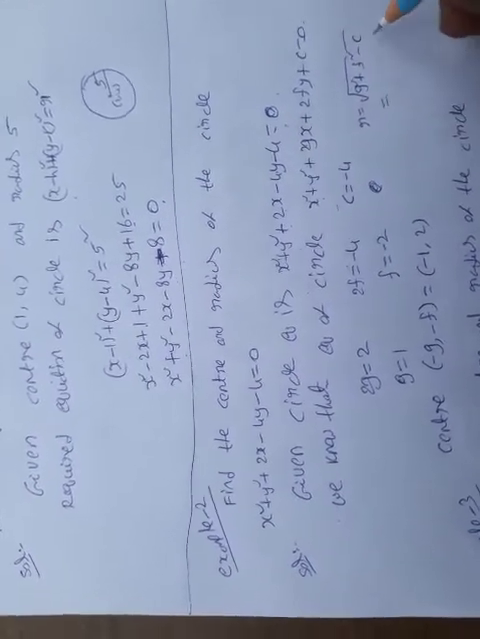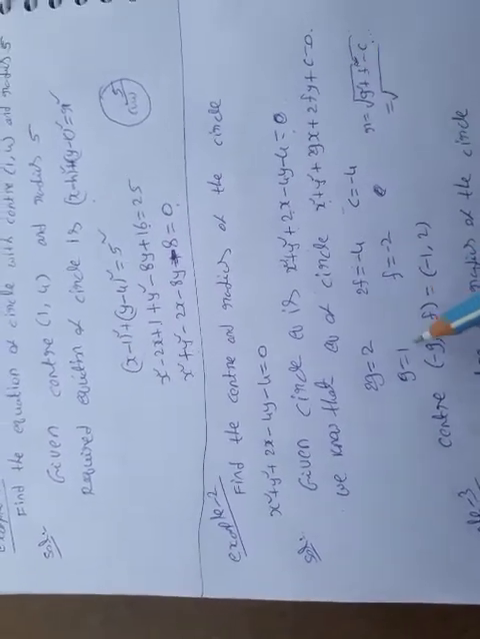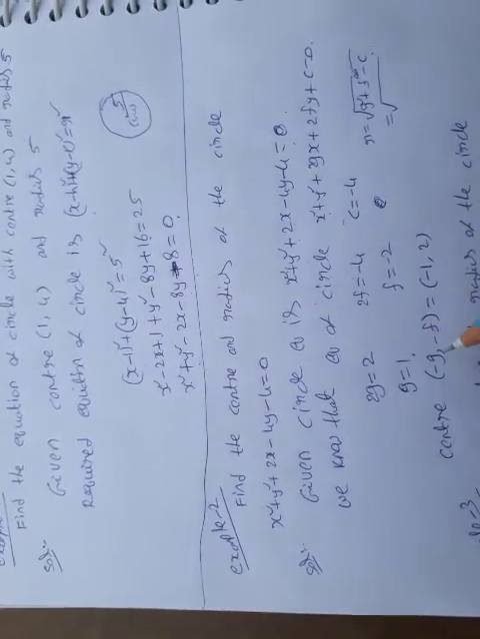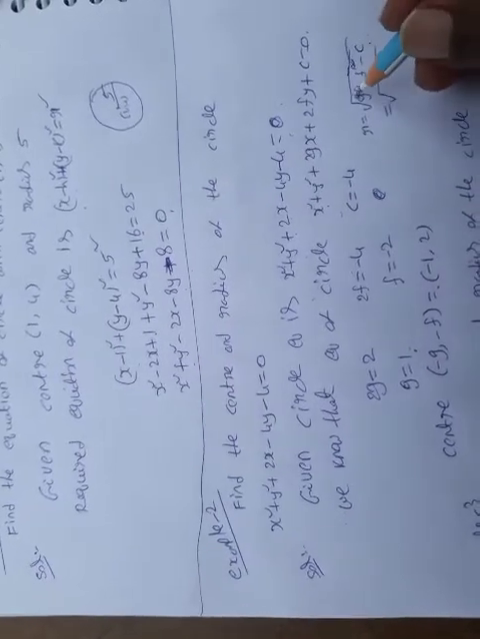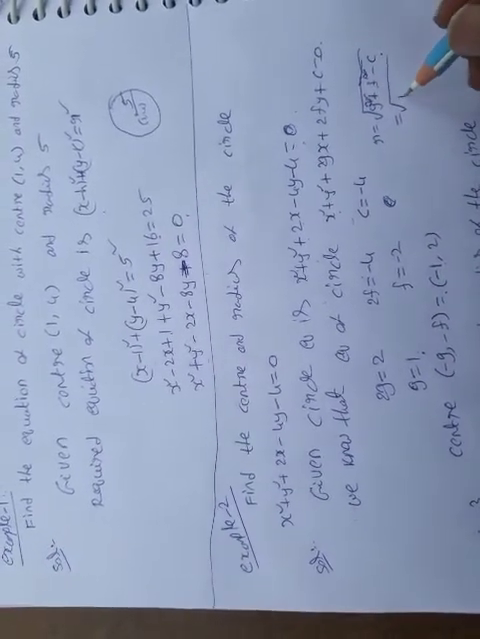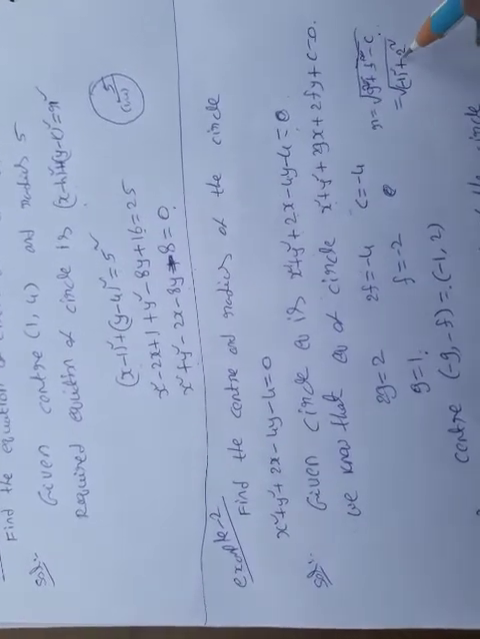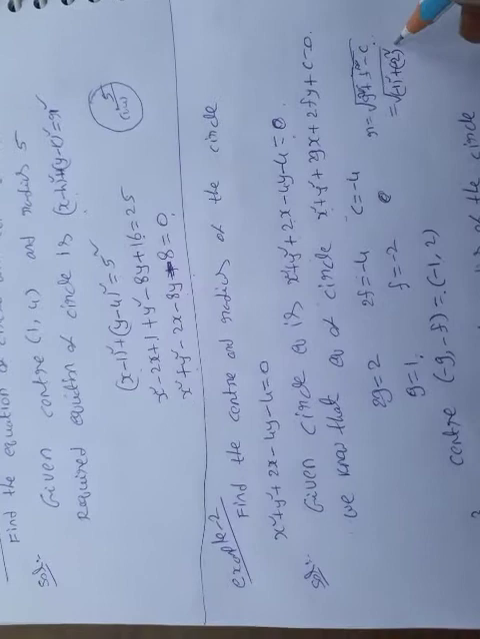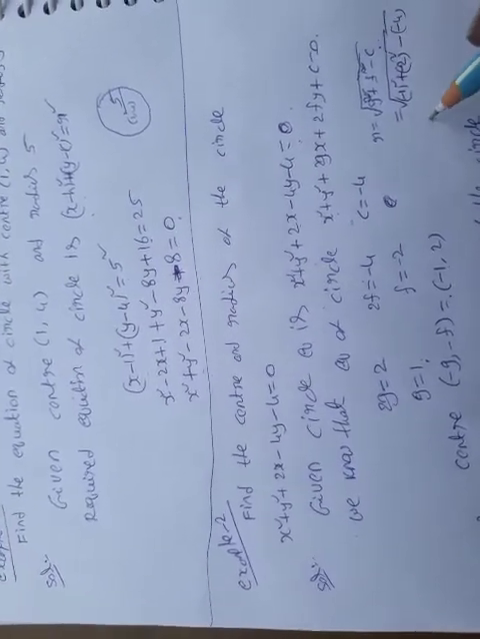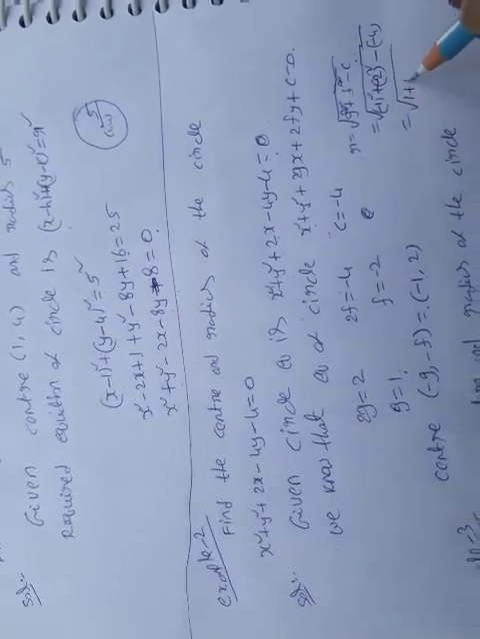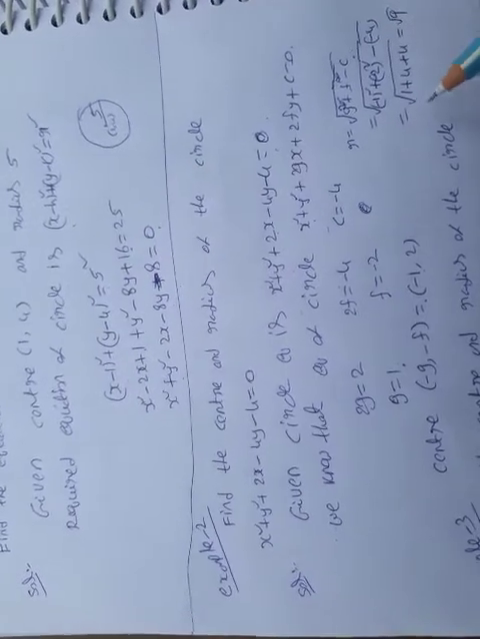Then substitute the values of g, f, and c. g is 1, f is minus 2, so we have 1 squared plus (minus 2) squared minus c, that is minus of minus 4. Take care about minus c. That is the square root of 1 plus 4 plus 4, which is the square root of 9. Radius equal to 3.